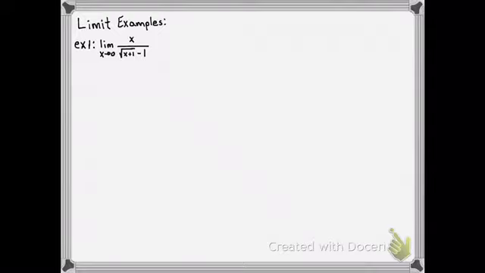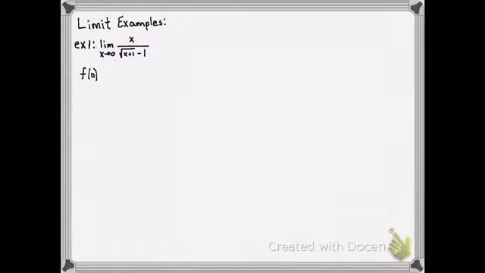In this case, if we were to actually just plug 0 into our function, and remember how we read this, just jumping back up to this, we read this as the limit as x approaches 0 of this function, x over the square root of x plus 1 minus 1. Okay, that's how we read that.